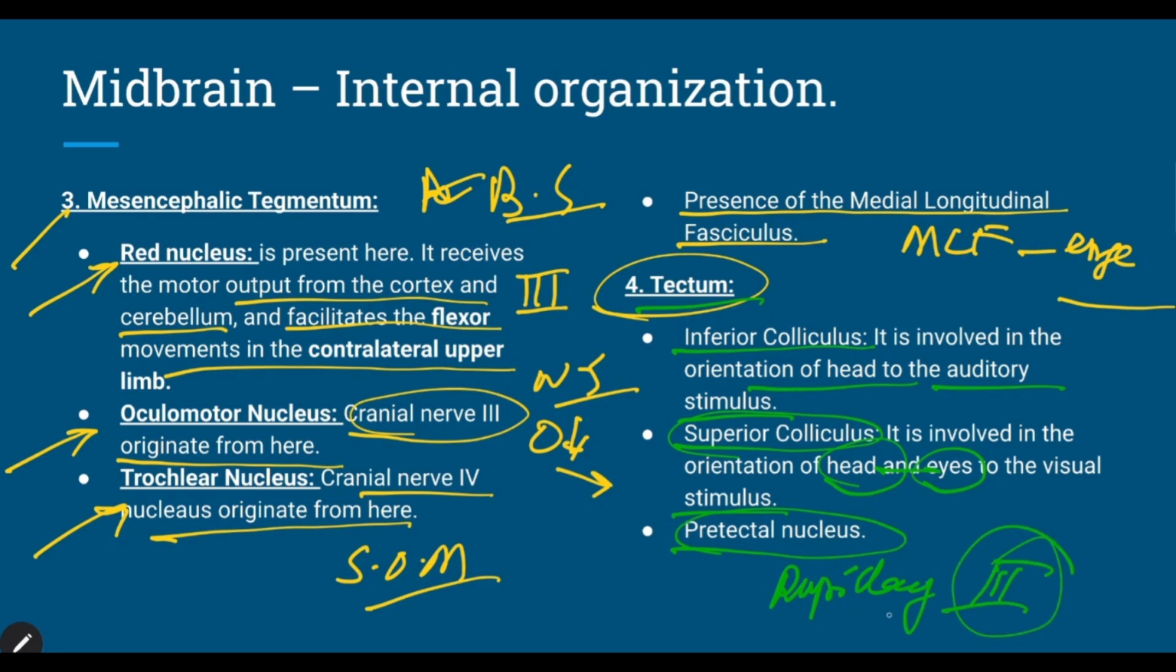For Step 1, know the tegmentum for cranial nerves 3 and 4, the red nucleus, and the MLF. Think Weber, Benedict, or multiple sclerosis related eye issues. The tectum is all about the sensory reflexes. Next, we will cover the cerebral aqueduct and periaqueductal gray, plus some practice questions if possible.